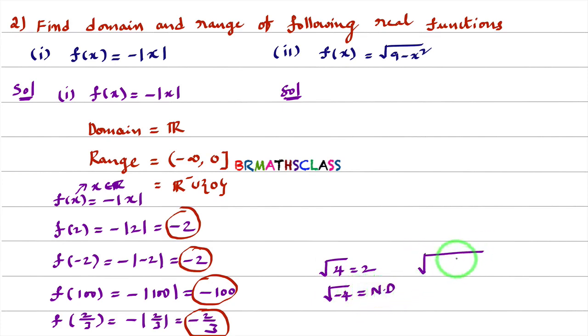Whatever is there under the root, it must be positive. What are they asking? Root over 9 minus x square, they are asking the domain of this function. If this 9 minus x square is negative, then this function is not defined. So, whatever is there under the root, it must be greater than or equal to 0. So, here we will start the answer like this: 9 minus x square greater than or equal to 0. This point you need to remember. If you want to find the domain of root over 9 minus x square, you need to remember that 9 minus x square is greater than or equal to 0.